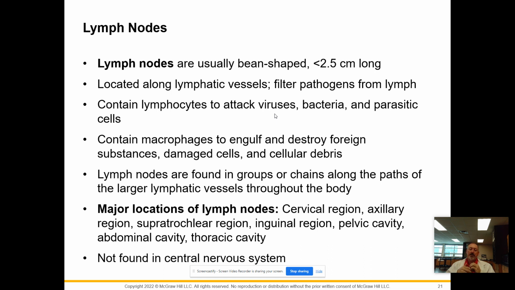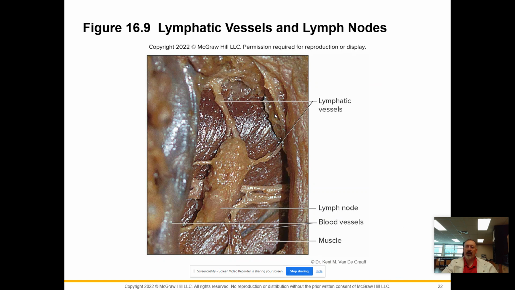Now, major locations of lymph nodes. We have cervical, which means your neck. We have axillary, which means armpit. We have supratrochlear, which is going to be lower arm. We're going to have the inguinal, which I'll show you in just a second. We have pelvic, abdominal, and thoracic. These are not found in the central nervous system. Here's a lymphatic vessel. Remember that they're about an inch long, and you can see the vessels that are leading to the lymph node that's there and the corresponding blood vessels that are close by.